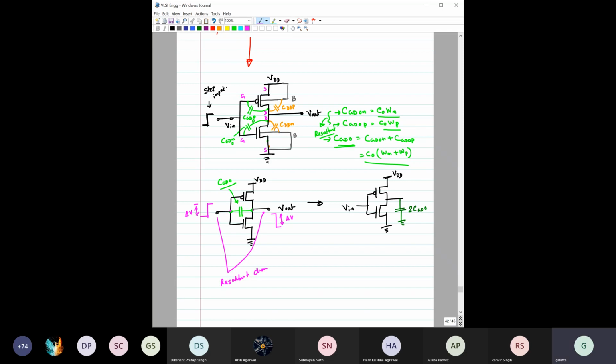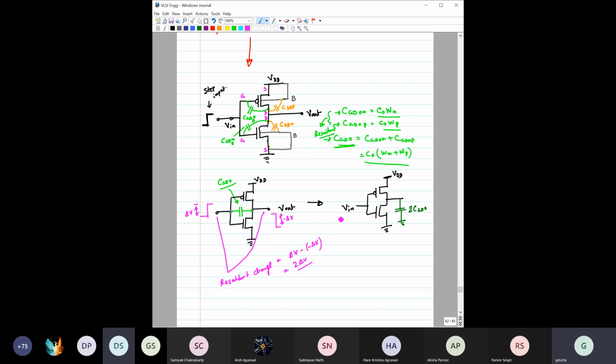What is the resultant change? It is delta V minus minus delta V, so it is basically 2 delta V, right? So we are doing this type of Miller capacitance analysis. This type of capacitance, where both terminals are connected between input and output, is a bit difficult for us to calculate by hand.